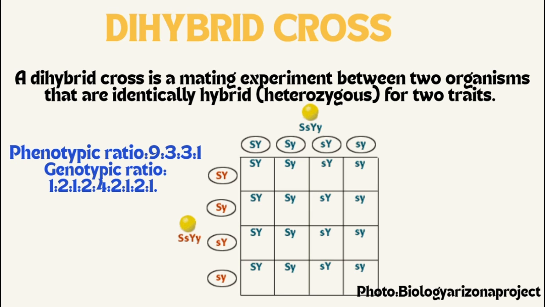And the phenotypic ratio is going to end up being 9 to 3 to 3 to 1. For the genotypic ratio, you're going to end up with 1 to 2 to 1 to 2 to 4 to 2 to 1 to 2 to 1, right? So this is what is expected at the end of the day for the dihybrid.